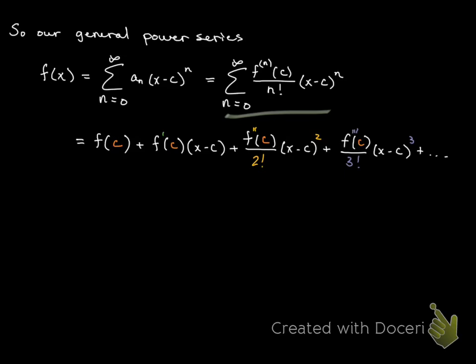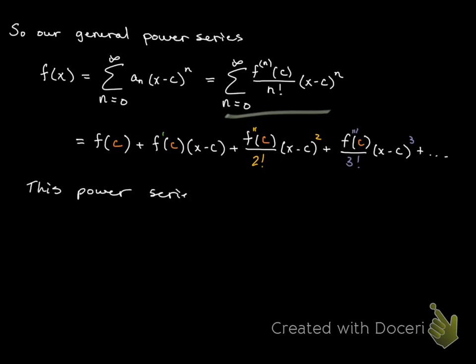The condensed form is nice. I don't want to have to write out every single term every time I write a function like this. I want to be able to write it in summation notation. So what we're able to do is find a power series for any function as long as it's differentiable.